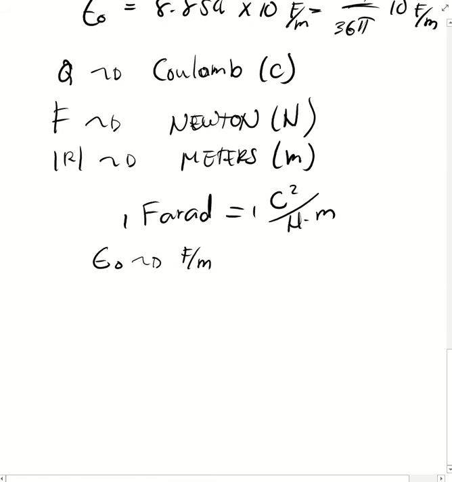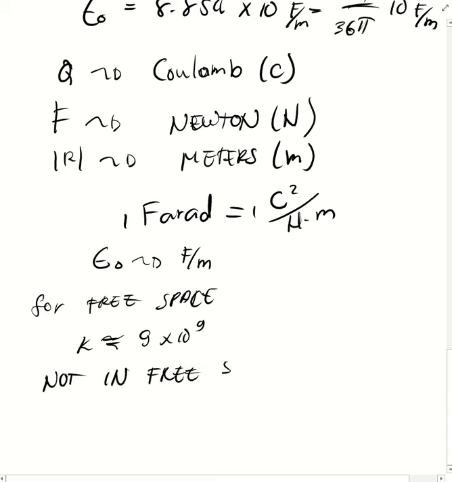So if we try to solve that constant for free space, the value of K will be equal to around 9 times 10 to the 9. Then, if it's not in free space, in general, the value for K will be a different value.